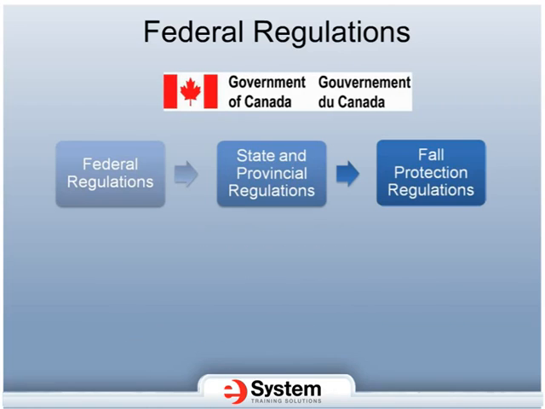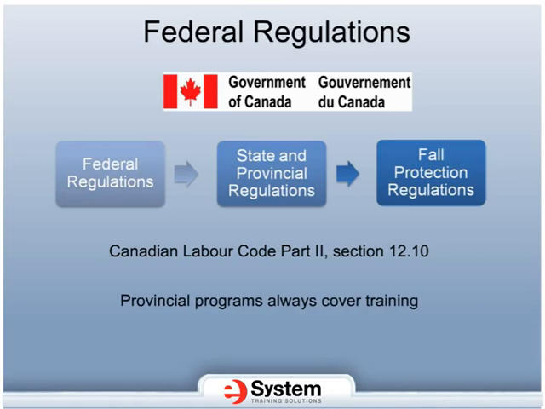In Canada, the fall protection regulations that we must follow are in the Canadian Labour Code Part 2, Section 12.10. Canadian provinces each have their own programs, and these programs must be equal to or more stringent than the federal regulations. In Canada, the telecommunications industry falls under federal regulations at all times, except for the training requirement. Training is left to the provincial programs.